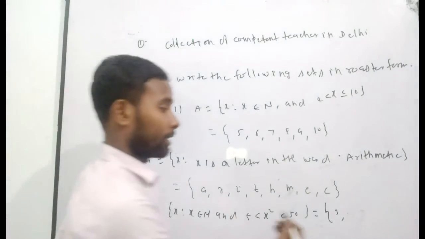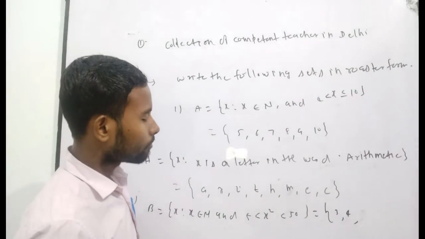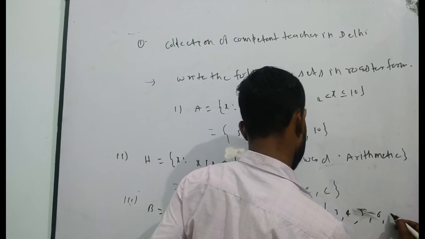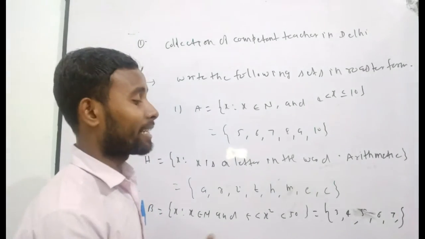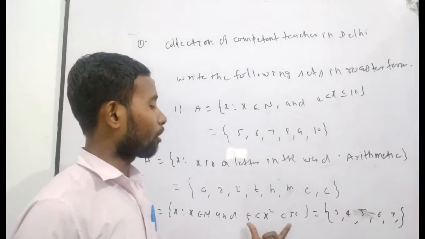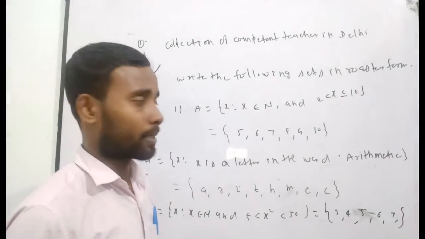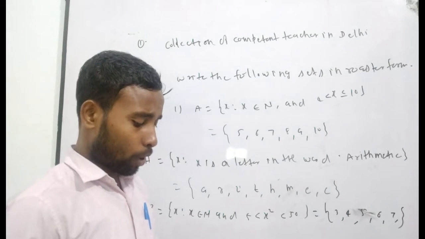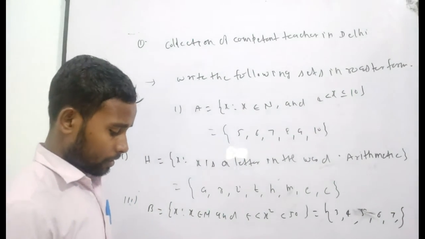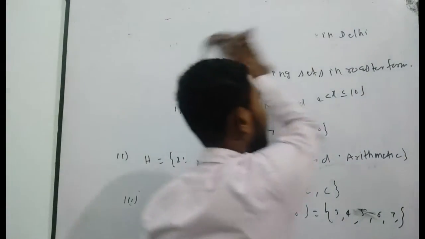Next 4: 4 squared is 16, which lies in the interval, and 5, 6, 7 also lie. But 8 doesn't lie in this interval, because the square of 8 is 64, which is beyond the range. It always takes those values of x whose square lies between 5 and 50, that means greater than 5 but less than 50. Now similarly I think you can solve all these problems. I take question number 7. All these problems are very easy.